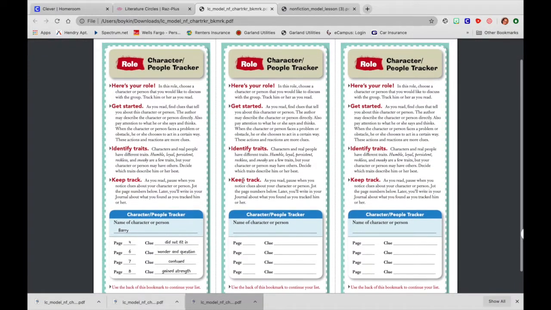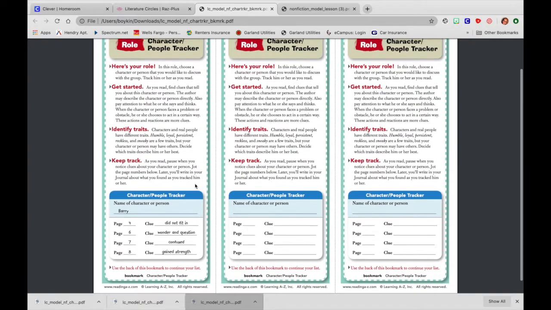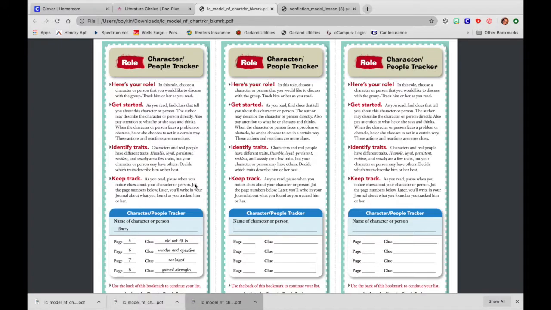So this bookmark will actually go in the book that they're reading, and it'll help them track the character change that's happening. And right here, you'll notice that they can just write like page 4, the name of the character, and then the clue as to what kind of character traits that character had. So this actually goes in their book. And then when they come and have a group discussion with you, they can look back at their bookmark to see what they wrote. That way they can remember what they were reading.